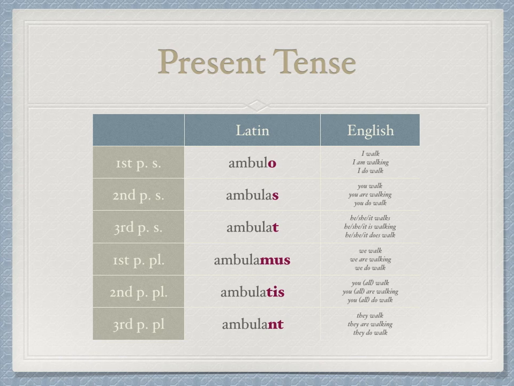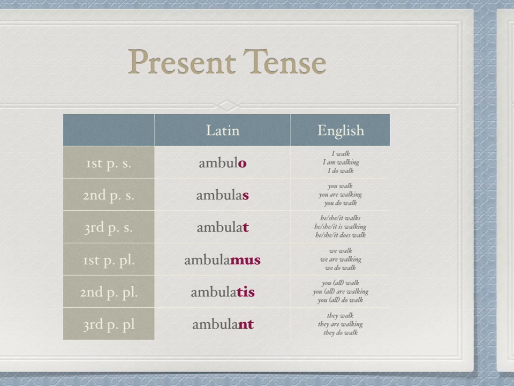The present tense endings are o, s, t, mus, tis, nt. Refer back to the song with the scary cat if you need some help memorizing these. And remember, ambulo can mean I walk, I am walking, or I do walk, depending on the context, and so on for the other forms.